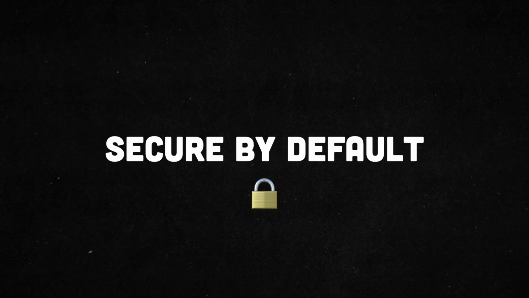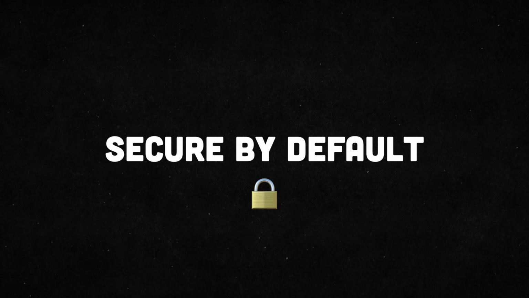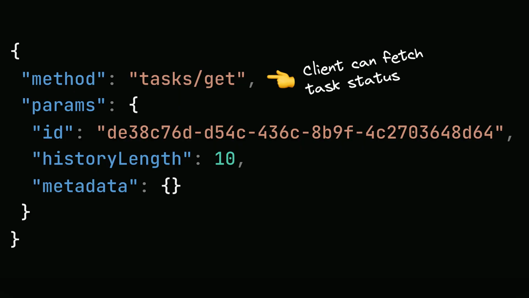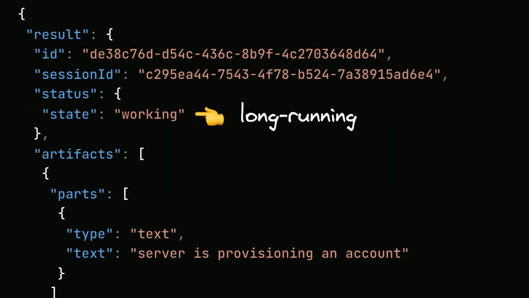Side note, the protocol is secure by default, supporting enterprise-grade authentication and authorization like OAuth or OIDC. Once it's picked the agent, A2A has built-in task management capabilities. A task has a lifecycle, it can be an immediate or long-running task, and each agent can sync on the completion status of the task, like your daily stand-up meeting.